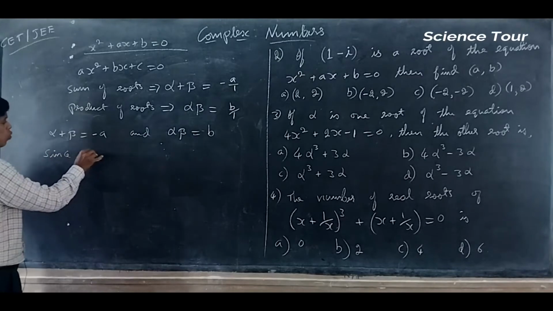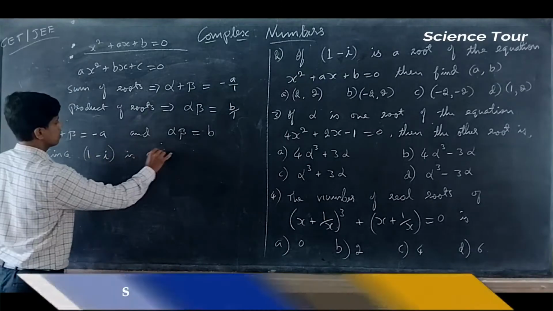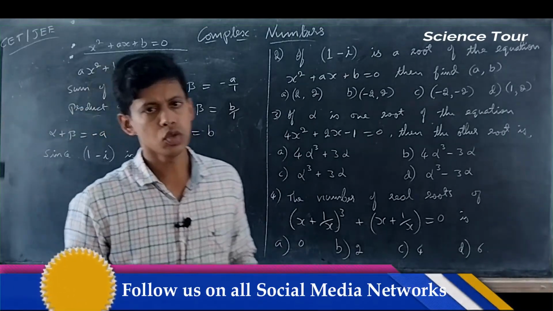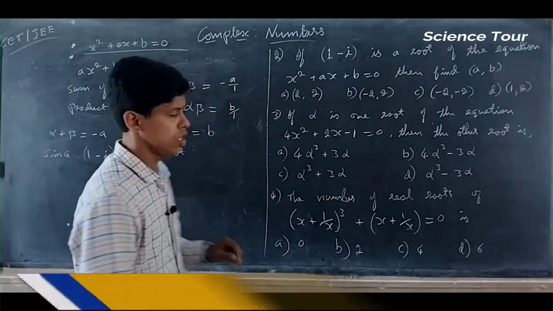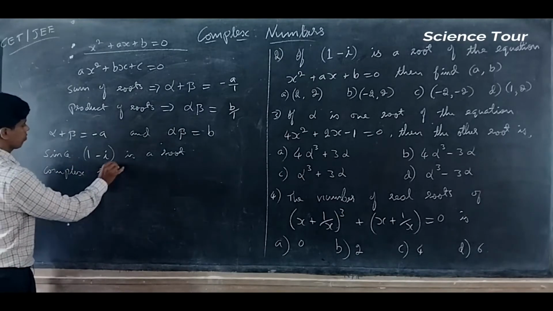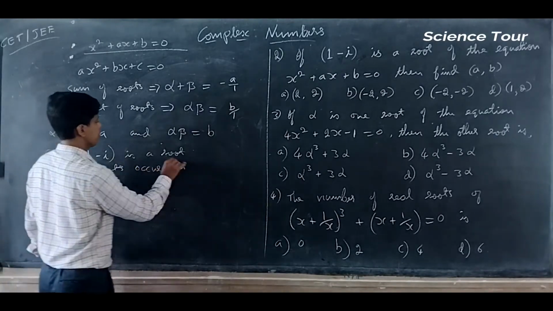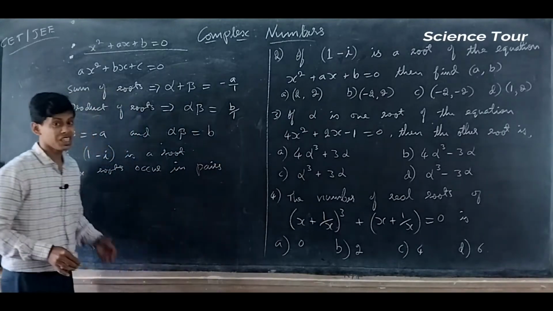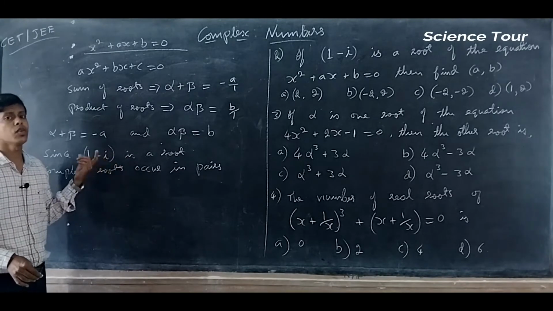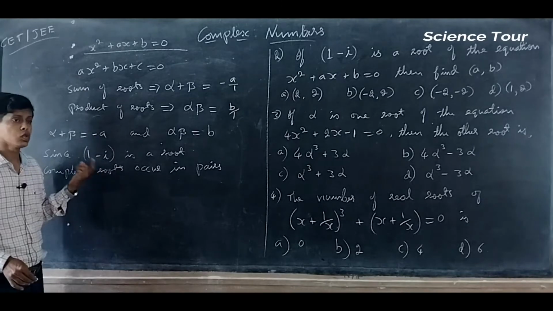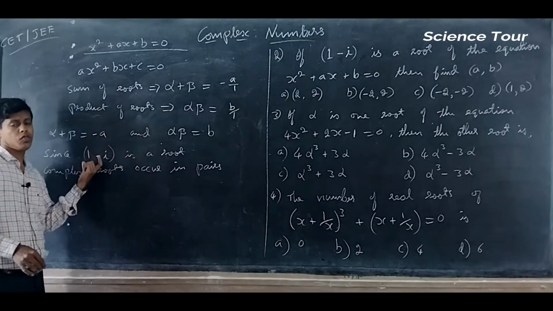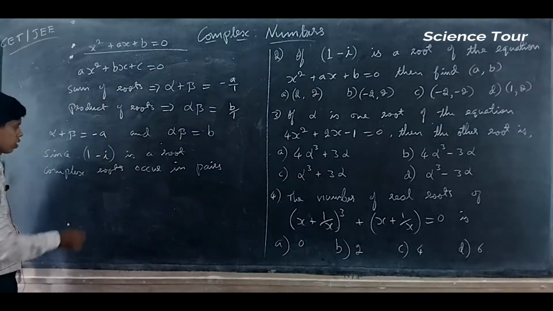Next, since 1 minus i is a root, always remember these complex roots occur in pairs. Okay, complex roots occur in pairs. So pairs of what? A complex and its conjugate. Okay, a complex number and its conjugate will be the pair of roots. So always it happens, if one root is a complex, the other will be the conjugate of that complex, and that also will be a root of the given quadratic equation.